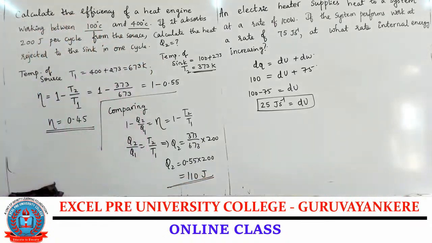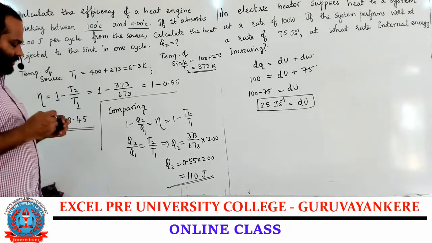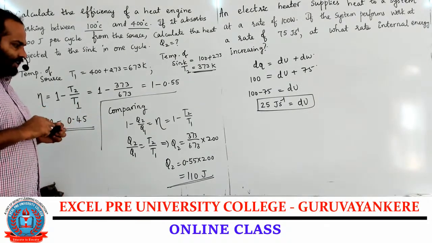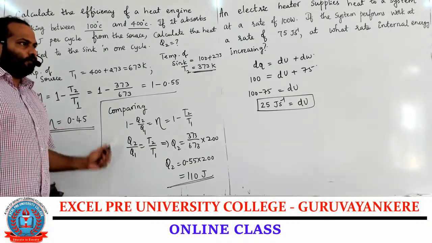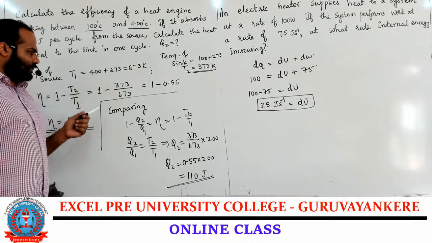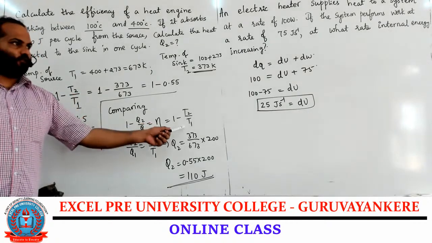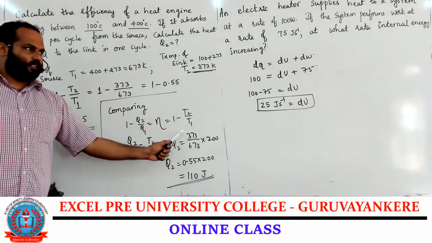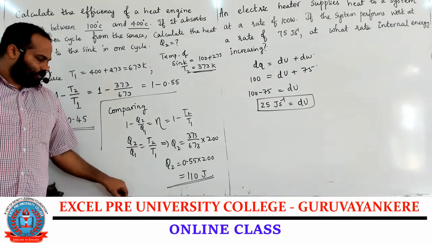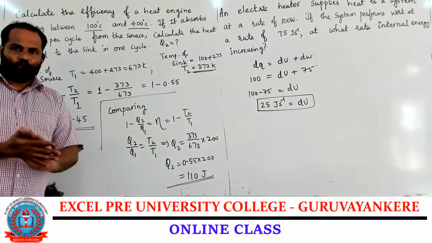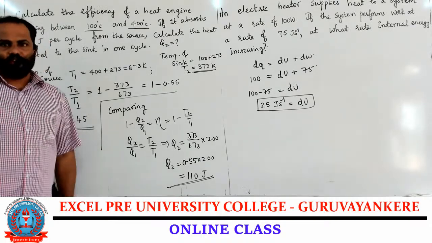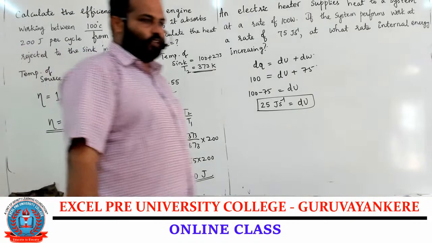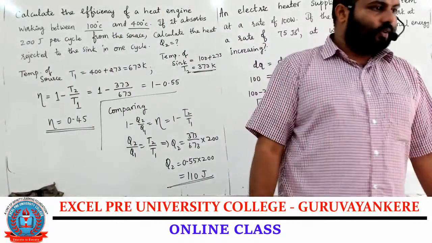Heat absorbed is 200 joules, heat rejected is 110 joules to the sink. That is the answer. Okay. This is the efficiency of the heat engine, the efficiency of the Carnot engine. So we have completed most of the problems of this chapter. In the next class we will try to continue with kinetic theory of gases. Okay. Thank you.